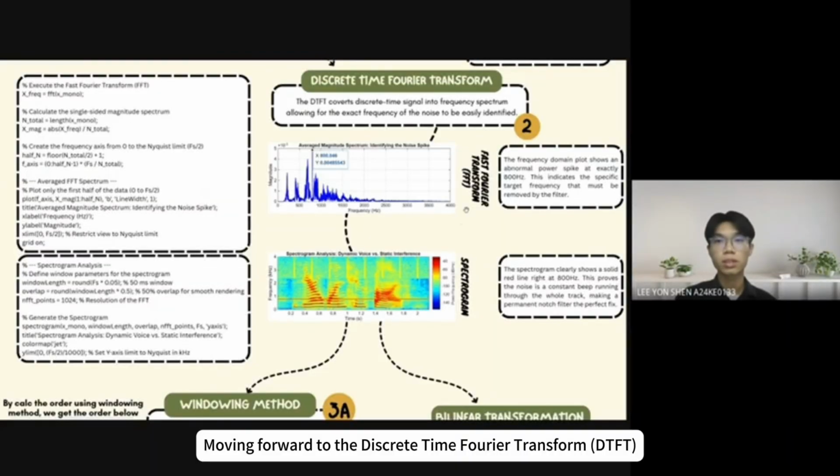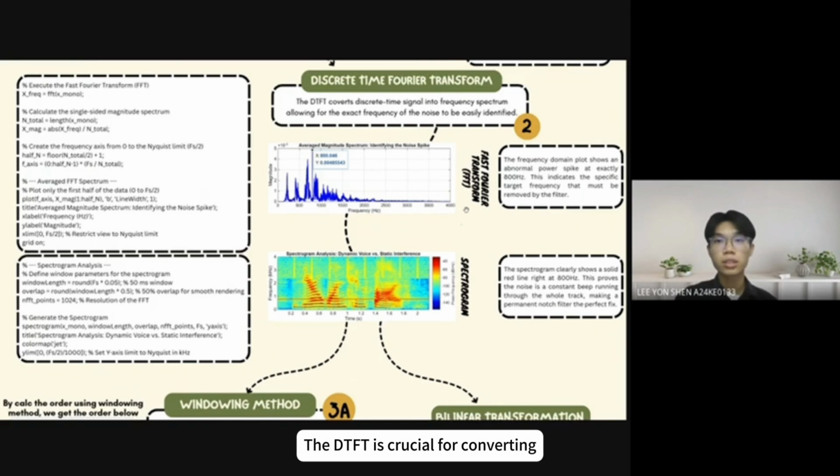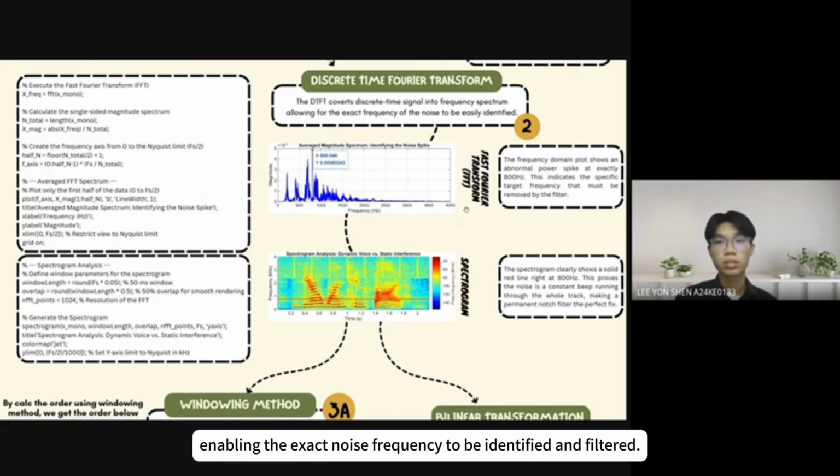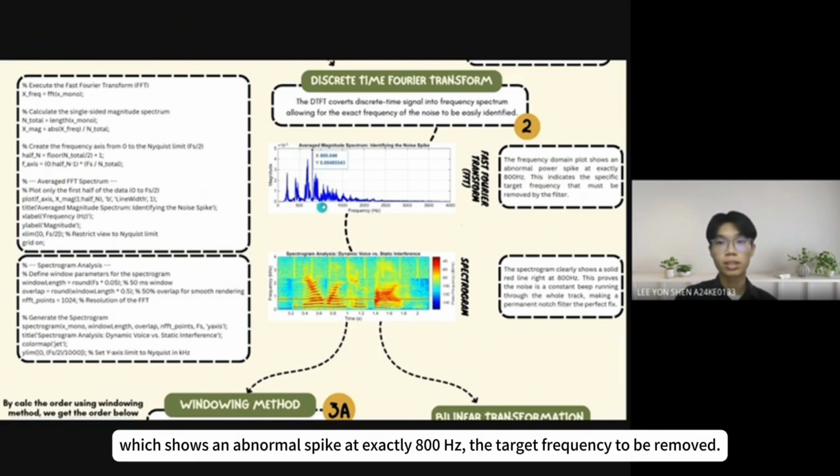Moving forward to the discrete time Fourier transform (DTFT), sampling does not have much meaning to filter analysis. The DTFT is crucial for converting a discrete time domain signal into the frequency domain, enabling the exact noise frequency to be identified and filtered. The fast Fourier transform is then used to plot the frequency spectrum, which shows an abnormal spike at exactly 800 Hz, the target frequency to be removed.